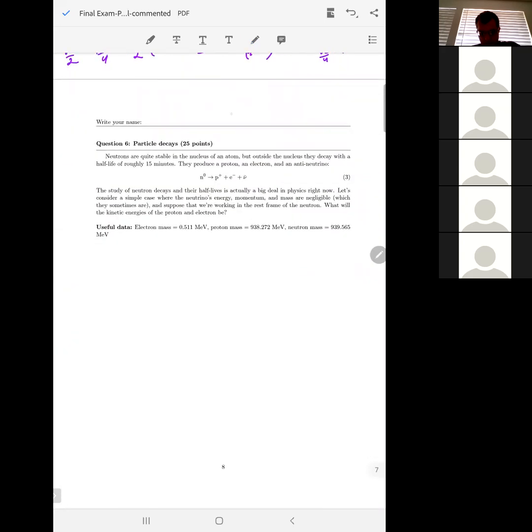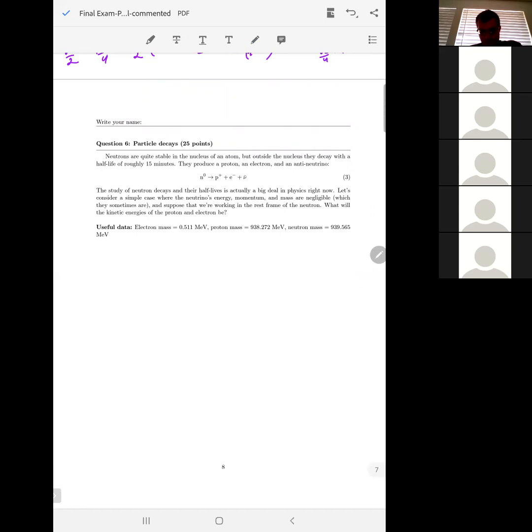And then finally, particle decays, energy, and momentum. I mean, that's where relativity really gets used. If you use relativity in your career, then it is very likely that you would use it in the context of something like that. So let's look at this last problem. This last problem involves neutron decay.